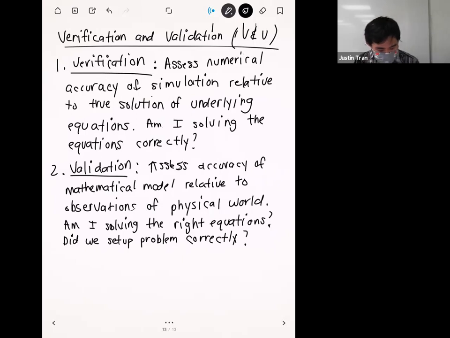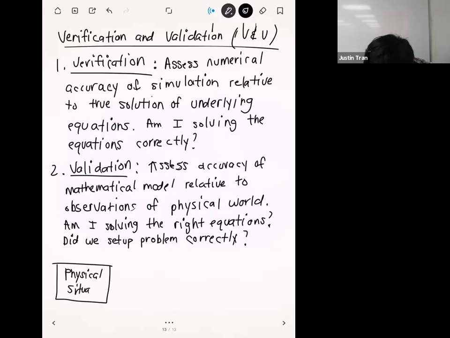To help you visualize this, I have a three-tiered way to think about it. The goal of any finite element analysis is that you have some physical situation that you want to simulate. That's the real life scenario that you're interested in analyzing. The first step, whenever you want to perform analysis on this, is to model it with some kind of governing equation.